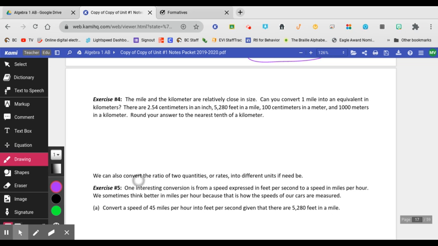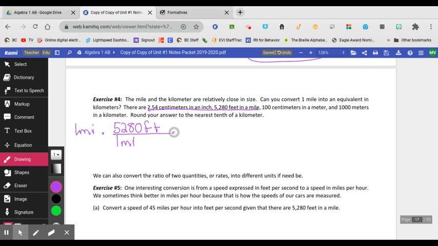So I know that I have 1 mile. I want to find out how many kilometers that is. Here's my conversion from the English to the metric, 2.54 centimeters in an inch. So I need to get inches, then centimeters, then kilometers. So I'm starting with miles. Well, I know 1 mile is 5,280 feet. So I'm going to put 1 mile in the denominator, feet in the numerator.